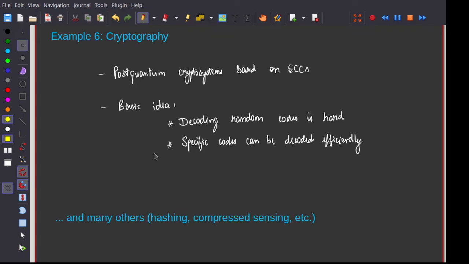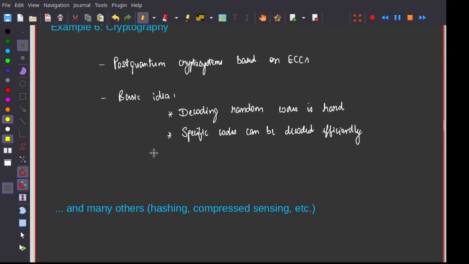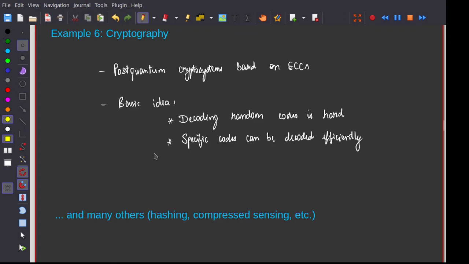So again, if you're interested, you can look it up. There are what are called McEliece cryptosystems and so on. If you just look at post-quantum cryptosystems based on ECCs, then you'll get a whole bunch of different sources. So again, there are many other such applications of error correcting codes beyond just communication. Designing hash functions like the SHA hash functions, if you've seen it before, and then compressed sensing and so on.